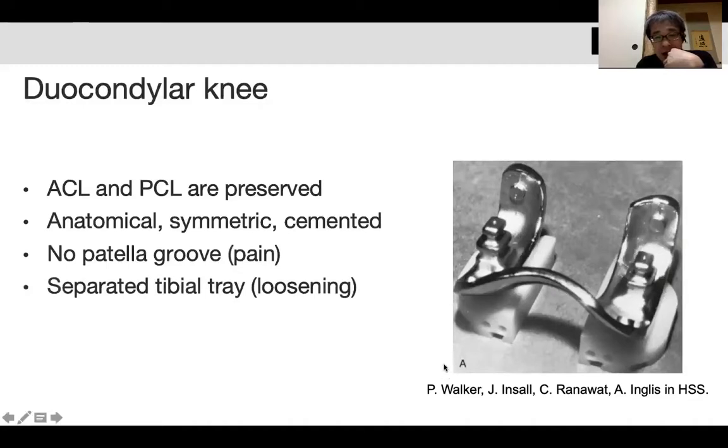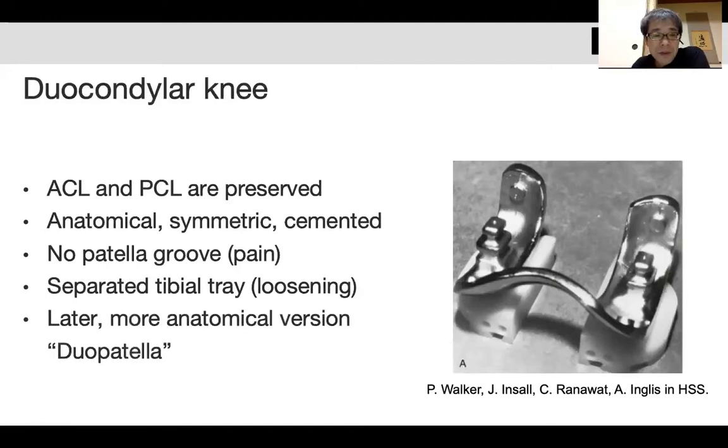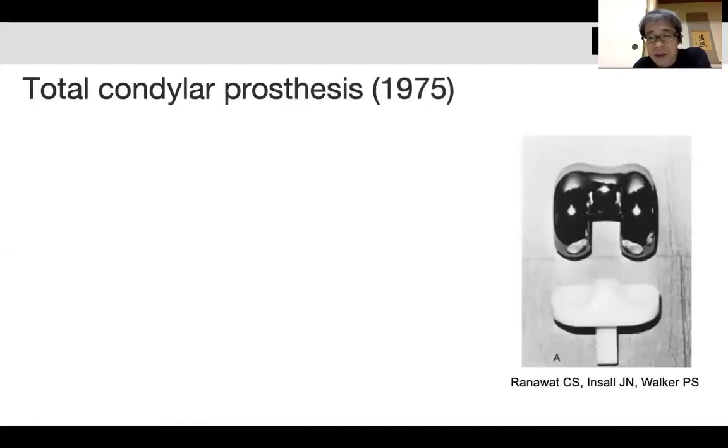So the tibia tray is separated, so it can cause loosening. In addition, this tibia tray is all polyethylene. This is followed by the more anatomical version with the duopatellar knee. It is also a legend we can't use now.